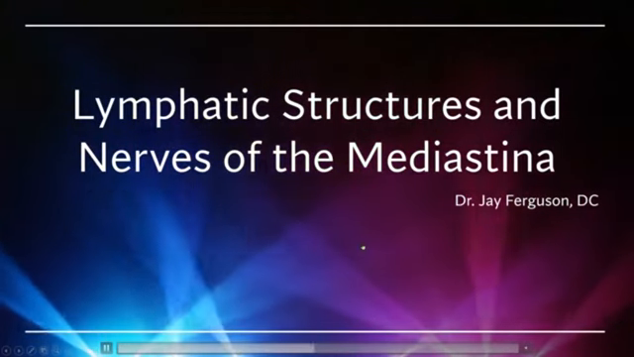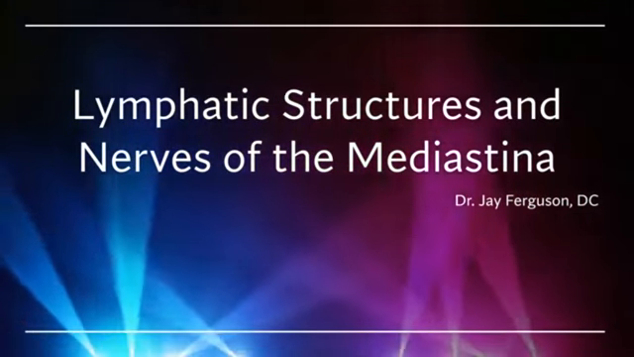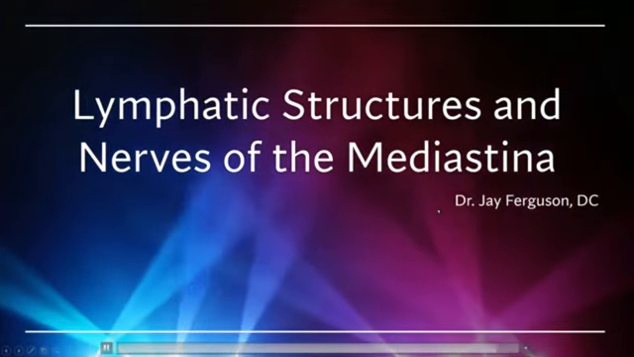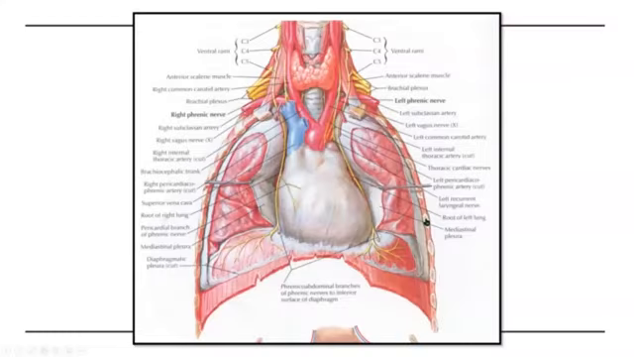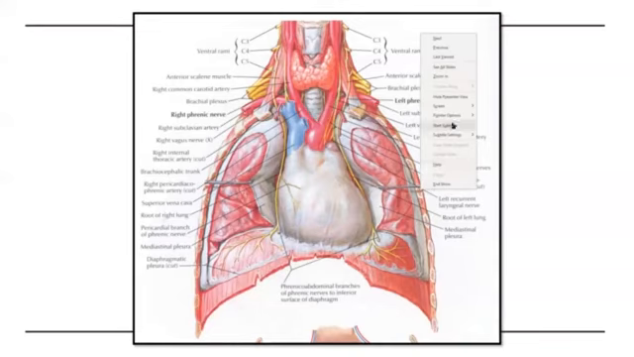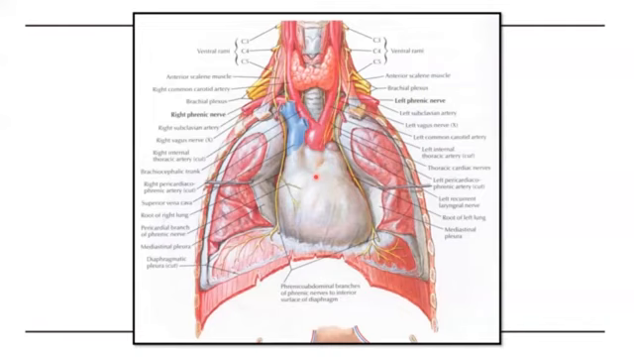Spotlight on what? The lymphatic structures and nerves of the mediastinum. So let's get going. You remember our old buddy, the phrenic nerve, or phrenic nerves, right and left. Of course, phrenic nerve, branch of the cervical plexus, which contains fibers from the ventral rami of C3, C4, and C5. C3, C4, C5 keep the diaphragm alive. So ventral rami of C3, C4, C5 spinal nerves.